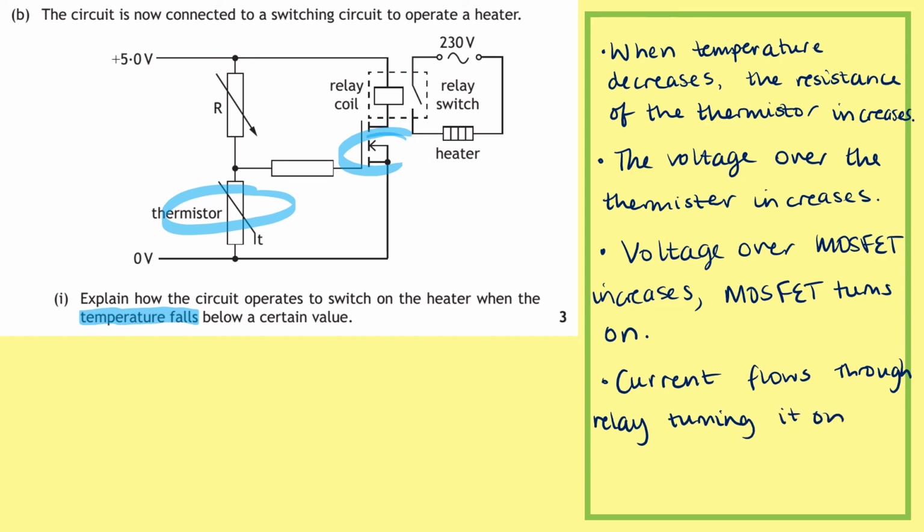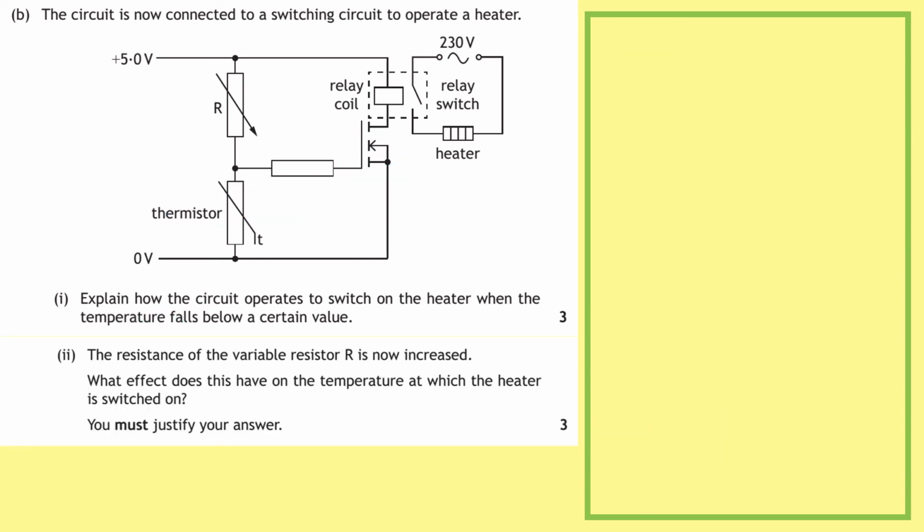So the current flows through the relay, turning it on, closing the switch, and turning the heater on. There we go. I know that's quite a lot of writing, but it is worth 3 marks, and you need to mention the resistance, the voltage, and then the last point about the current flowing, the switch closing, and the heater turning on to get all of those marks there.